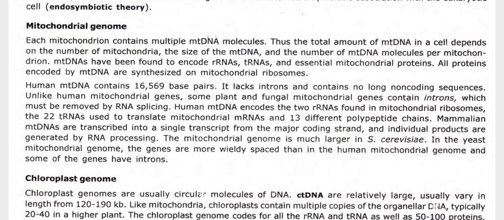Unlike human mitochondrial genes, some plant and fungal mitochondrial genes contain introns, which must be removed by RNA splicing. Human mtDNA encodes the 2 rRNAs found in mitochondrial ribosomes, the 22 tRNAs used to translate mitochondrial mRNAs, and 13 different polypeptide genes.